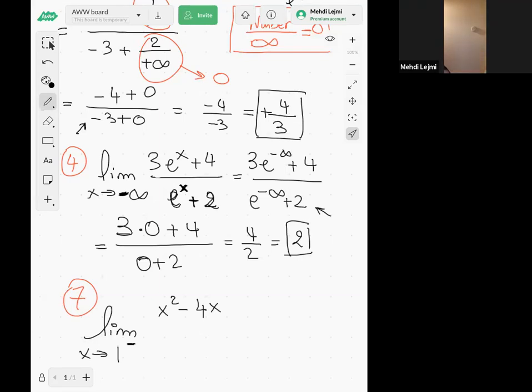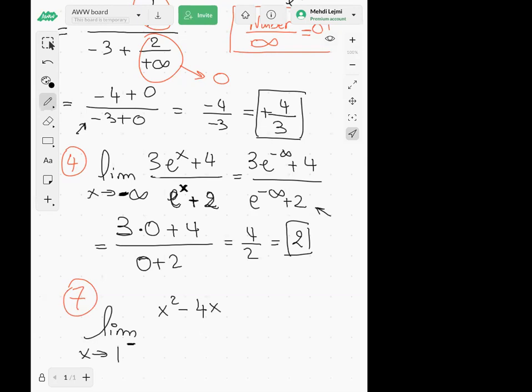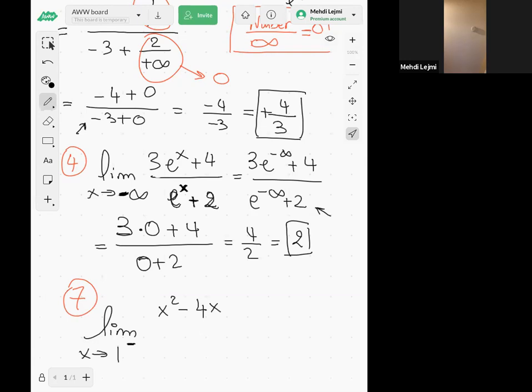Juanita, is the answer 2 for problem 7? Is the answer 2 for problem 7? This is the problem you're about to do now, with the absolute value.